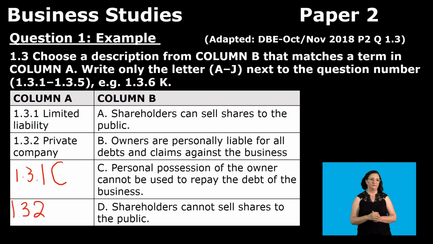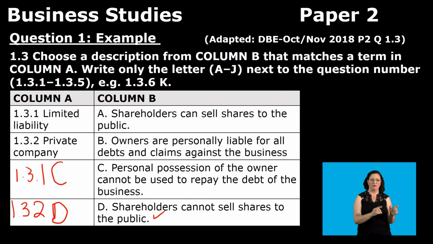1.3.2. Private company. So private company, which one is the correct answer? Shareholders can sell shares to the public? Definitely not. That is a public company. Shareholders cannot sell shares to the public, right? The correct answer is D. Then you write D next to the question number. Can you see how simple this is?